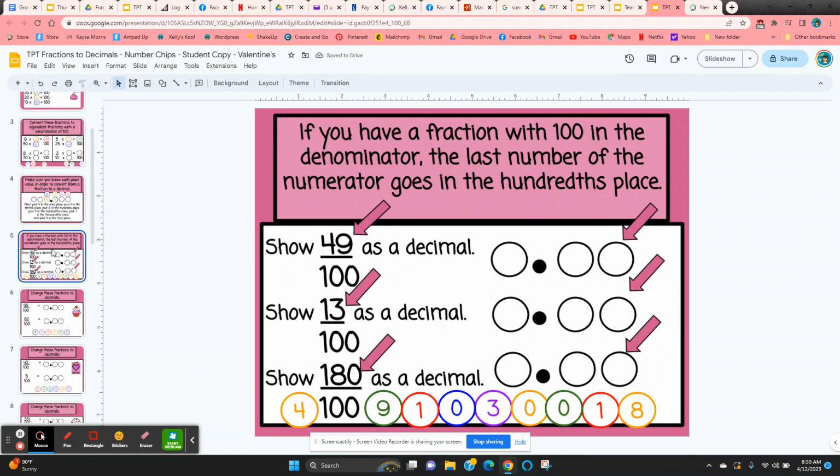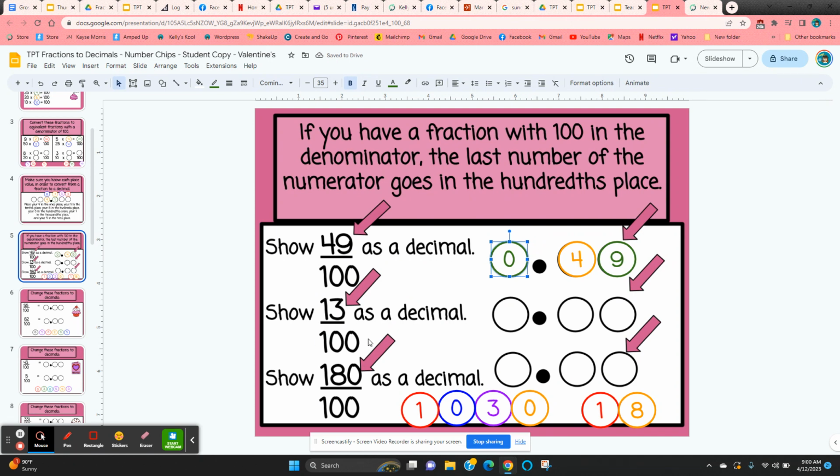Now, slide 5 shows students how to change a fraction with 100 in the denominator to a decimal. So here, if you have 100 in the denominator, the number on the far right in the numerator goes in the hundredths place. So you can see by the arrows that 9 is going to go here. And then you just place the other numbers in order, which means this number to the left of the decimal point will be a 0.